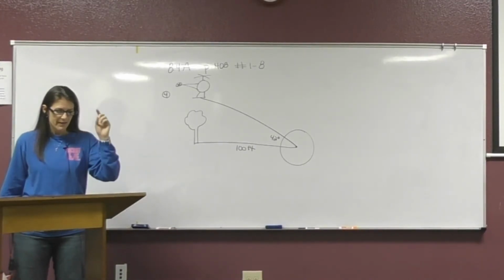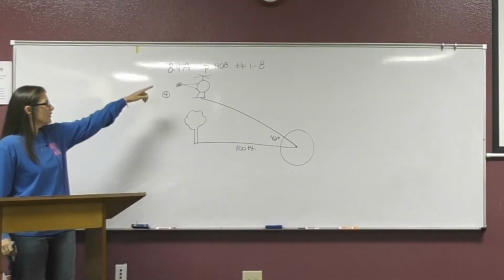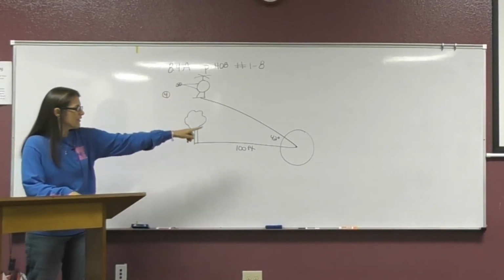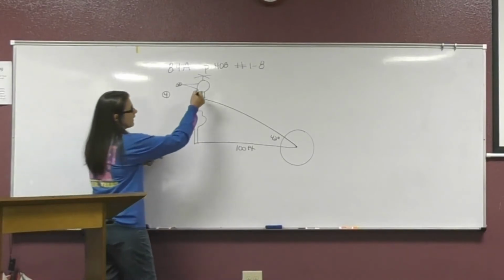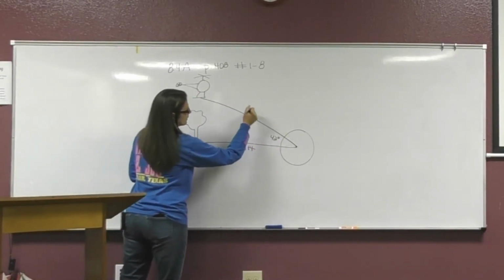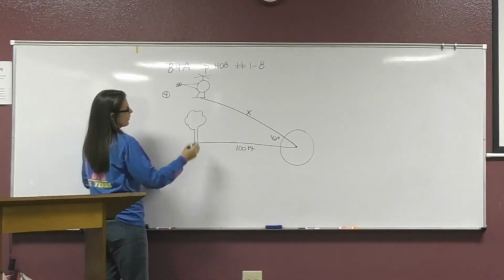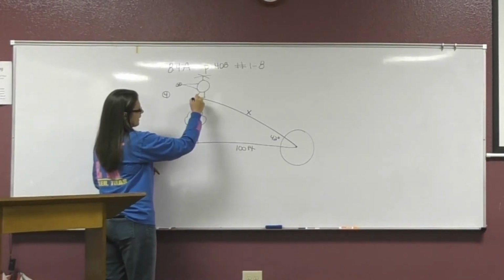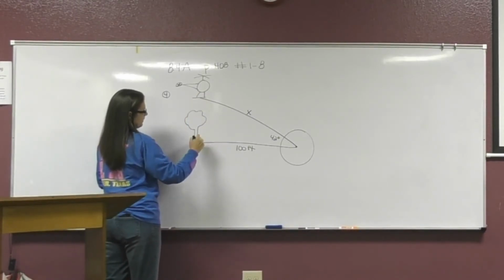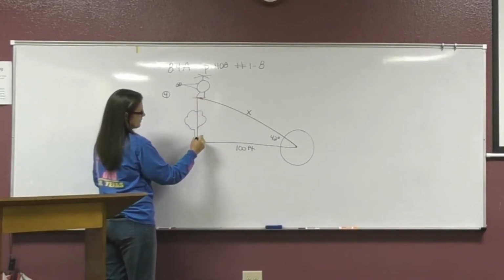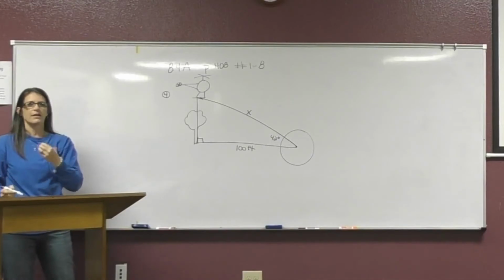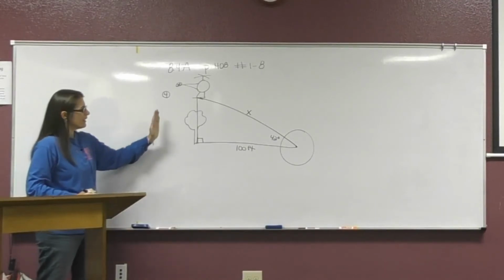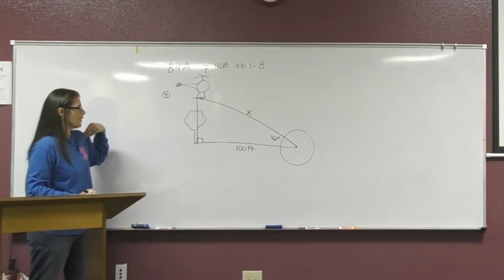Now, the question is, how far will the helicopter travel from its current position to the center of the landing pad? So how far will he travel to here? If I just drop down an altitude straight down from the helicopter through the tree, then I can close in this right triangle, okay?